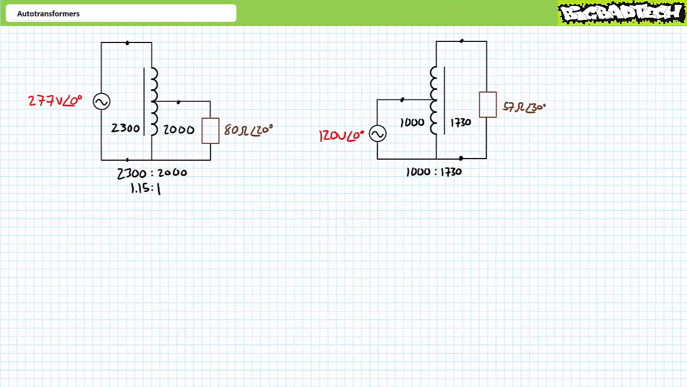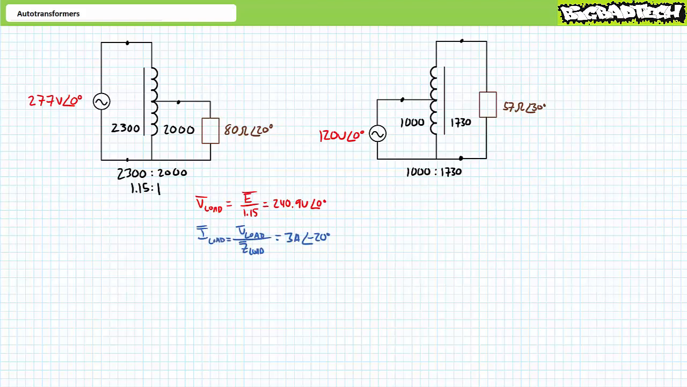Our first illustrated example features an autotransformer in a step-down configuration, and the larger primary input side has 2,300 turns, whereas the smaller secondary output side has only 2,000 turns. This autotransformer has a 2300 to 2000, or 1.15 to 1, turns ratio. A 277 volt primary input would be stepped down to roughly 240.9 volts.